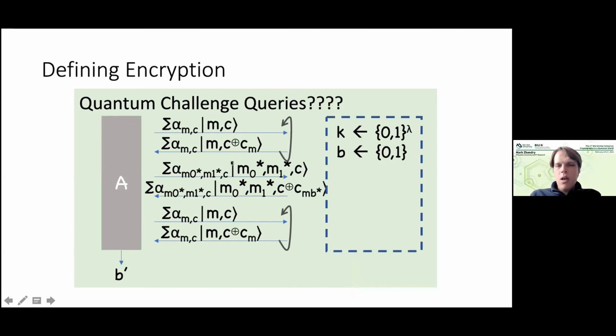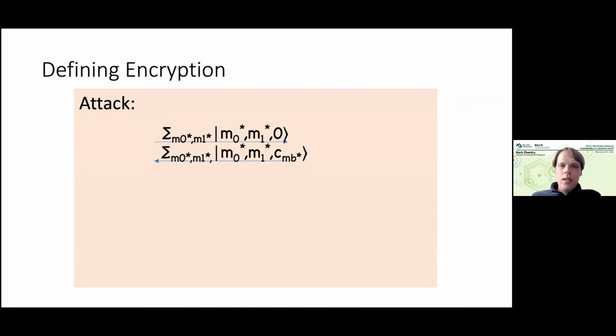If we do the obvious way of turning the challenge query into a quantum query, using the usual way that we translate a classical oracle to allow quantum queries, we'd allow a superposition of M0, M1 pairs, and we XOR the challenge ciphertext into the superposition. The problem is that there's an attack that works no matter what the encryption system does. You come up with a uniform superposition of all possible pairs of challenge messages M0 star and M1 star, and then you get your response to the challenge query, where the challenger XORs in the encryption of MB star, and your goal is to find out which B the challenger used.